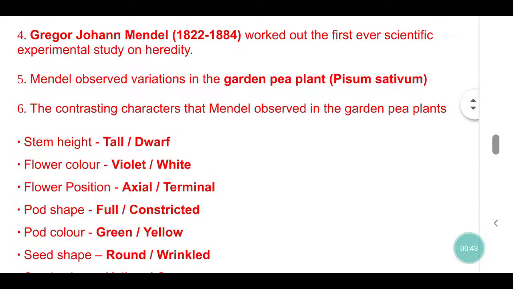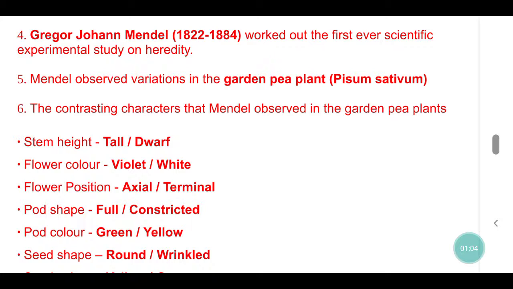Georg Johann Mendel, 1822 to 1884, worked out the first ever scientific experimental study on heredity. Mendel observed variations in the garden pea plant, Pisum sativum.